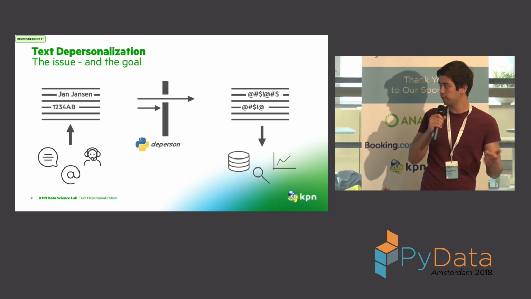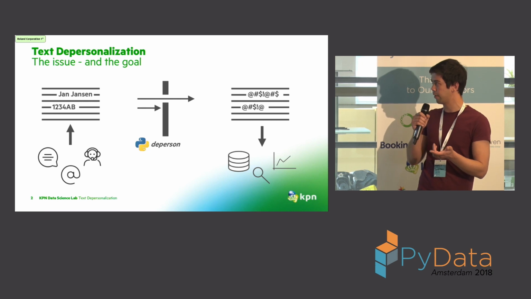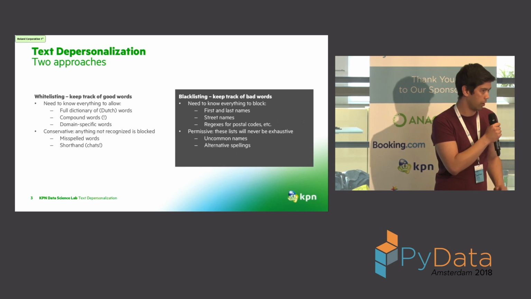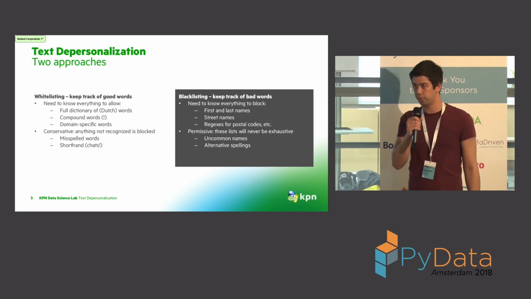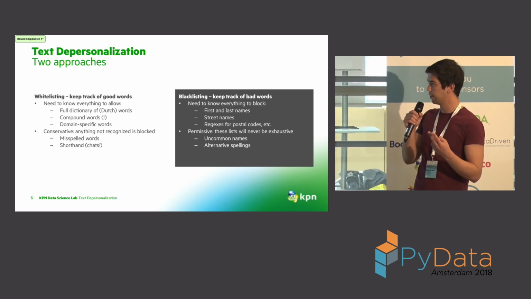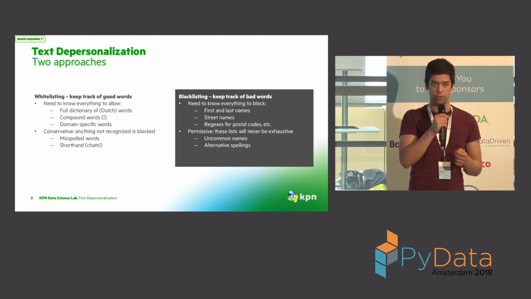So that's what I'll be talking about. We built a little Python package called deperson, and essentially it works like this. If you want to remove stuff from text, there are essentially two ways you can do that. You can blacklist everything that you think is bad, or you can whitelist everything that you think is good.